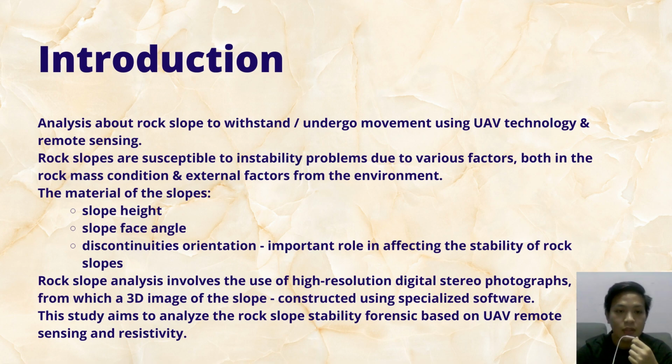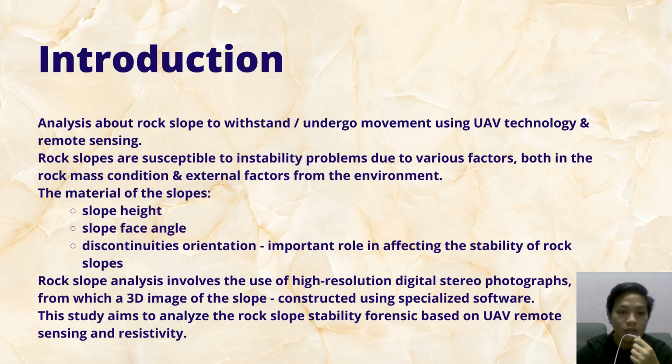The introduction for this topic is the analysis of rock slopes that extend or undergo movement, using UAV technology and remote sensing. Rock slopes are susceptible to instability problems due to various factors, both in the rock mass condition and external factors from the environment. The slope height, slope face angle, and discontinuity orientation play an important role in affecting the stability of a rock slope.